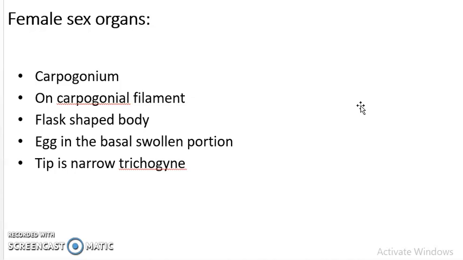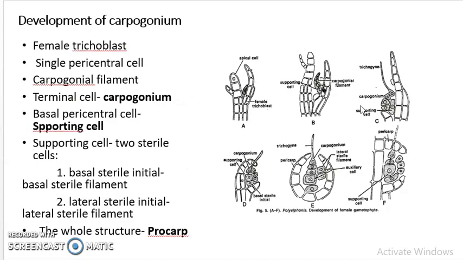Then what happens in the female sex organs? It is somewhat more complicated. They are formed as the carpogonium, which develops on a carpogonial filament, which in turn develops on the female trichoblast. The carpogonium overall is a flask-shaped structure with a swollen basal portion which bears the egg, and a narrow beak, known as the trichogyne.